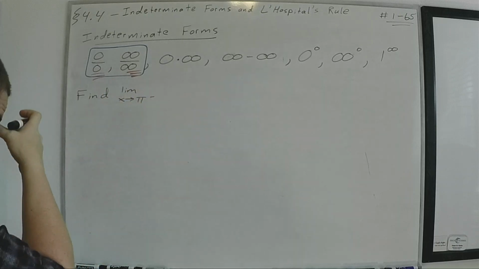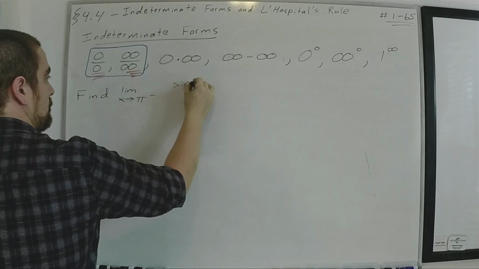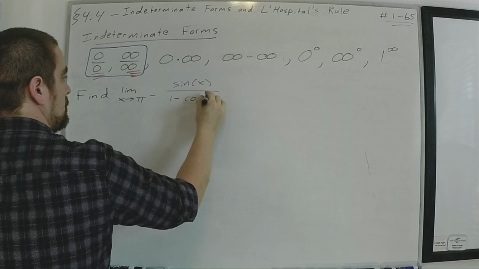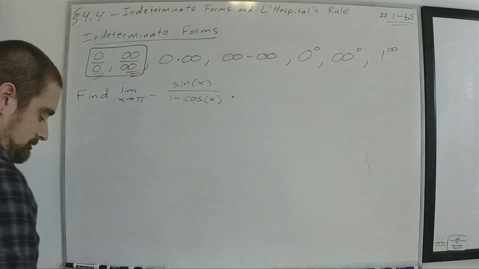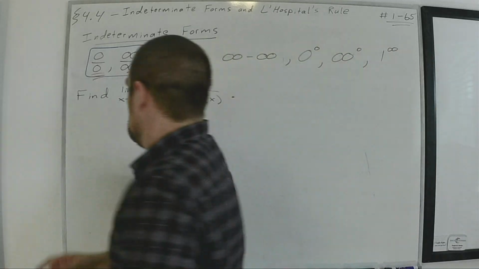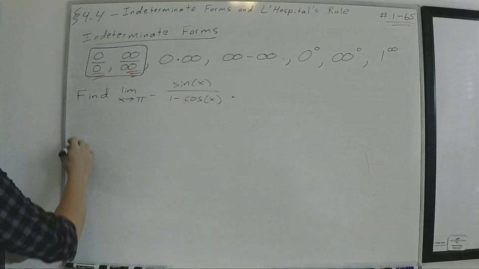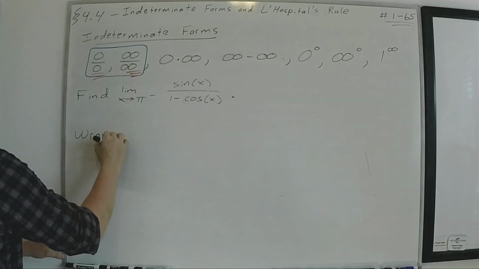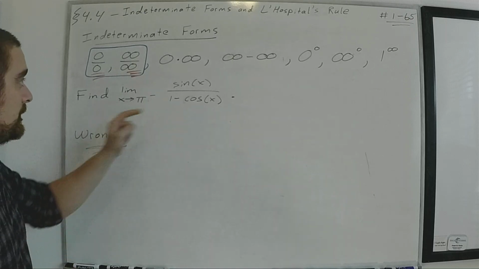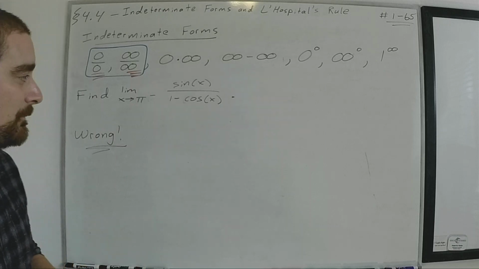This one is find the limit as x goes to pi from the left, the one-sided limit, of sine of x over 1 minus cosine x. Now, what happens if you just say, all right, I'm just going to use L'Hopital's rule. Who cares? I'm just going to use L'Hopital's rule, right? Wrong. This is not going to give you an indeterminate form. You cannot use L'Hopital's rule.